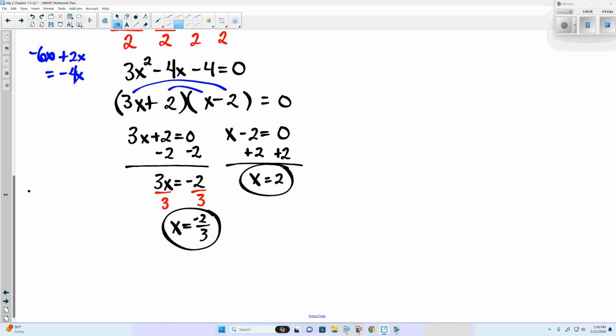Is it any surprise that we got one of the solutions as x equals 2? No, because that's what the graphing calculator told us. Now, is either one of these a restriction? No. So both of these solutions work. And that's it. Questions on this so far? We feel good with these so far.